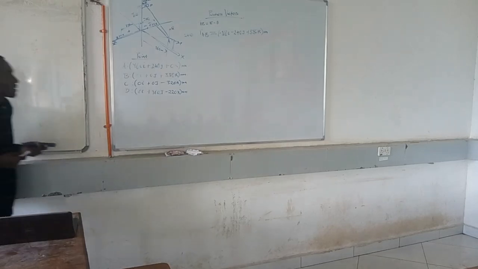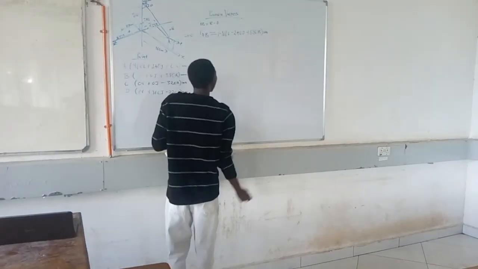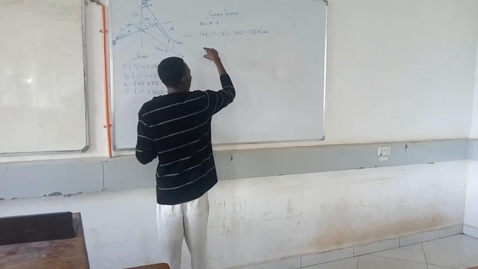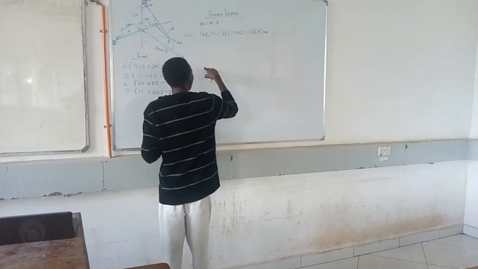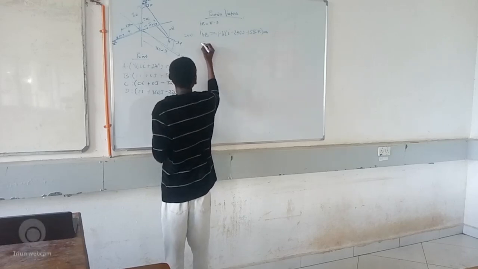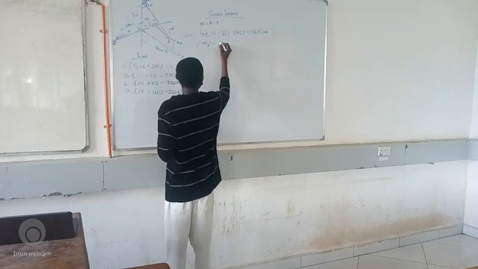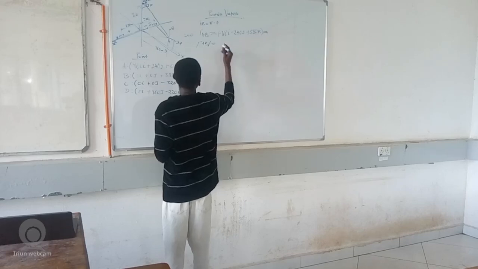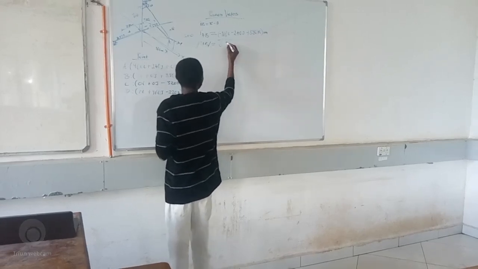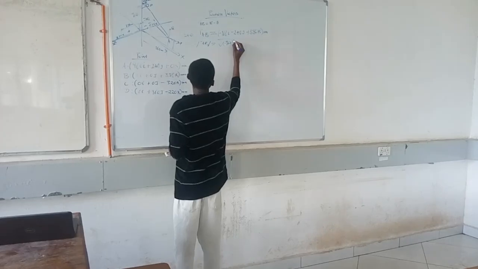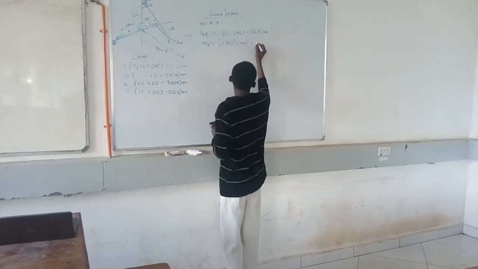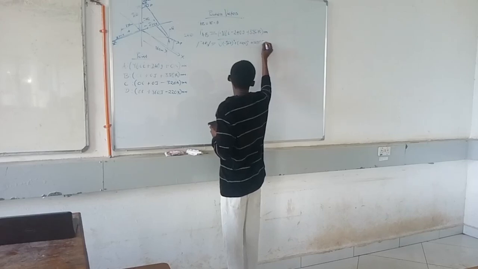So apart from writing the position vector, we are also going to find the magnitude of the position vector. This magnitude is going to help us find the unit vector. So we're going to find the magnitude of AB. The magnitude of AB is equal to the position vector AB. Let us find the magnitude of AB. It is 960 squared plus 240 squared plus 380 squared.